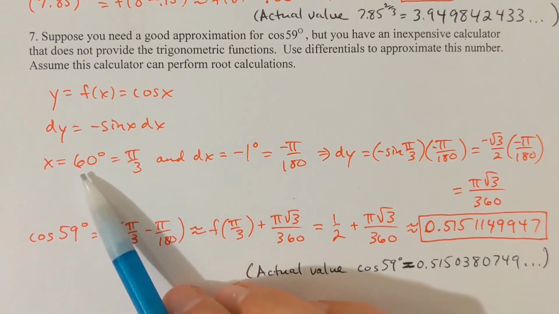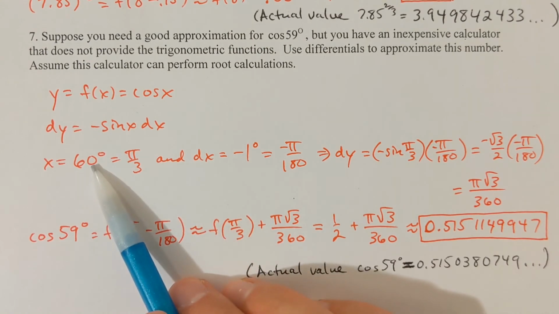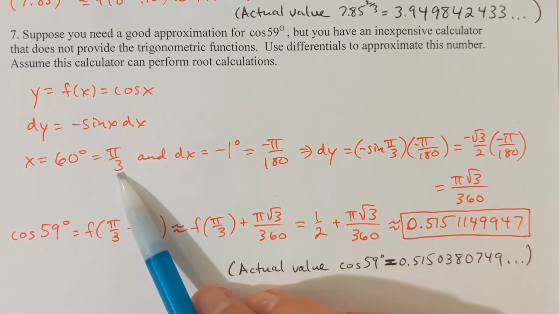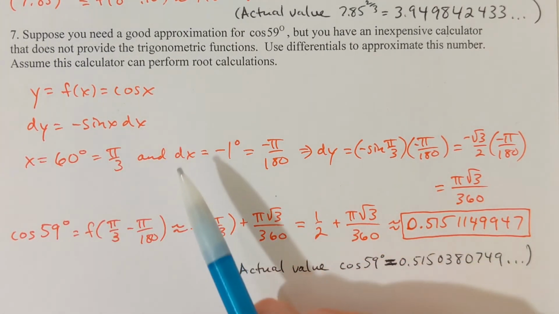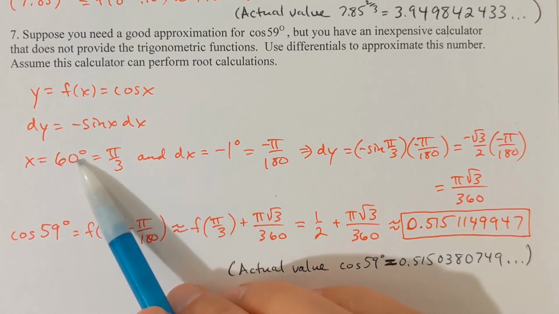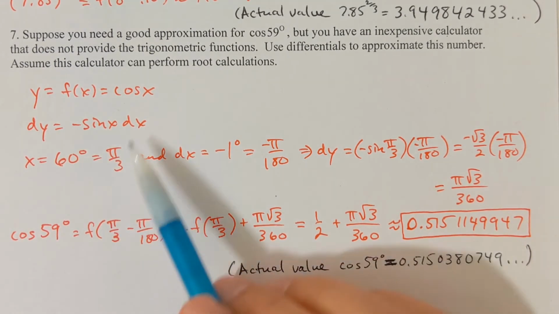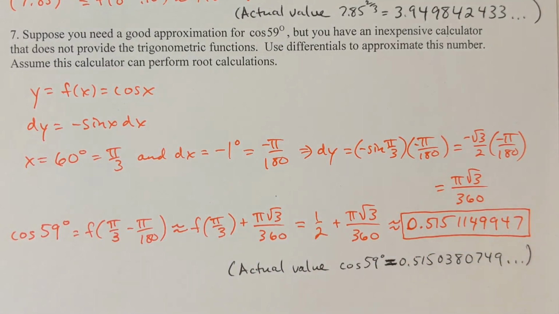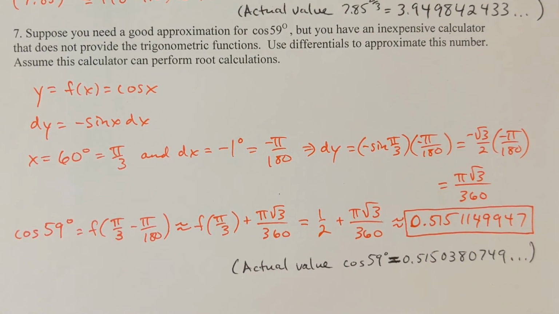Okay, now x for this problem would be 60 degrees, because I know cosine of 60 degrees, that'd be 1/2, right? 60 degrees is the same as pi over 3 radians. Cosine of 60 degrees would be 1/2, right? I've got that 30, 60, 90 right triangle.